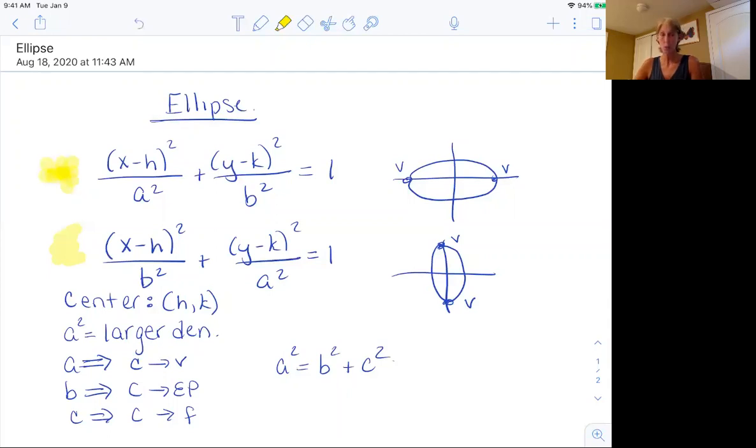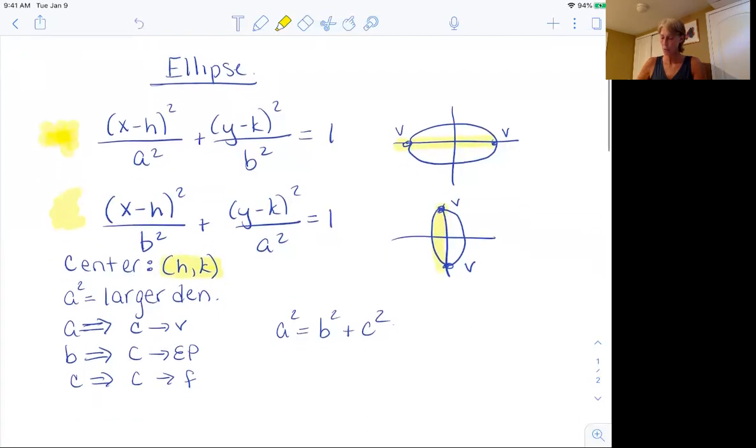When the a², or the larger denominator, is under the x term, our major axis will be parallel to the x-axis. And when our a² is under the y², our major axis will be parallel to the y-axis. Our center is our h and our k. Now, yesterday we focused on ellipses that were centered on the origin, so we didn't see those h's and k's. Today, after we do our do now, we're going to move on to shifted ellipses.